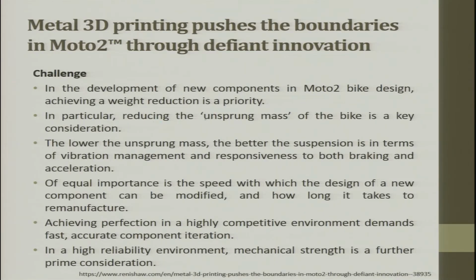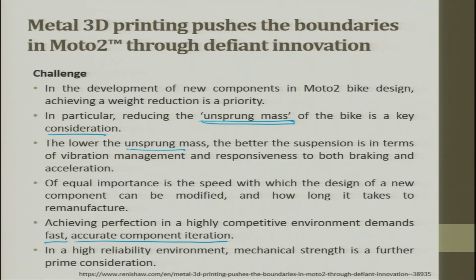In particular, reducing the unsprung mass of the bike is a key consideration. The lower the unsprung mass, the better the suspension is in terms of vibration management and responsiveness to both braking and acceleration. Of equal importance is the speed with which the design of a new component can be modified and how long it takes to remanufacture. Achieving perfection in a highly competitive environment demands fast, accurate component iteration.